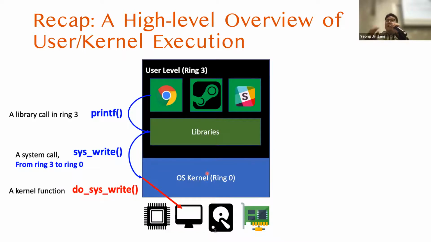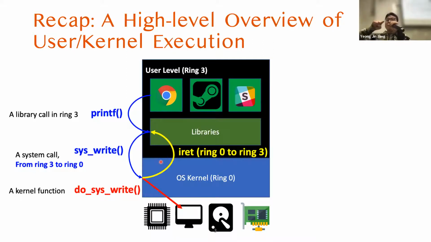Because the operating system has full access to the hardware, it can talk to the console hardware and print the character, and then it needs to resume the user program execution here. To do that, we use iret to get back to ring 3, which gets back to the context of the printf library call. Then we use a regular function return to return back to the original program.